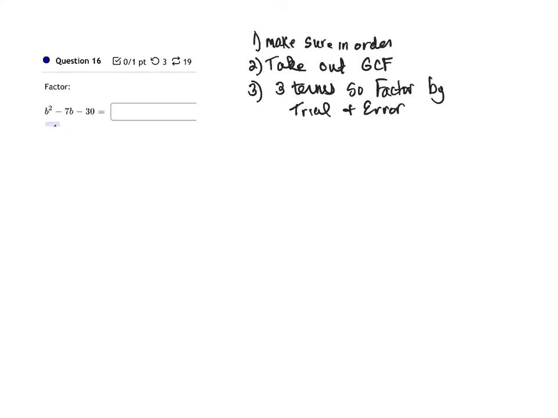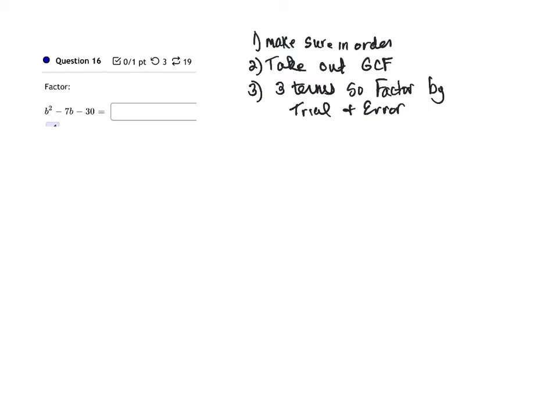This one we're going to factor a trinomial. The first thing you want to do when you're factoring a trinomial is make sure it's in order. So we have the squared term first, then the b term, and then the constant term. So b squared minus 7b minus 30. That's in order. If you look at the exponents, that's 2, 1, 0, because on that 30, b to the 0 is 1, 1 times 30 is 30.